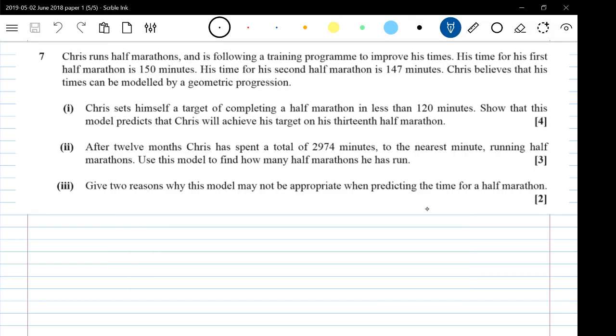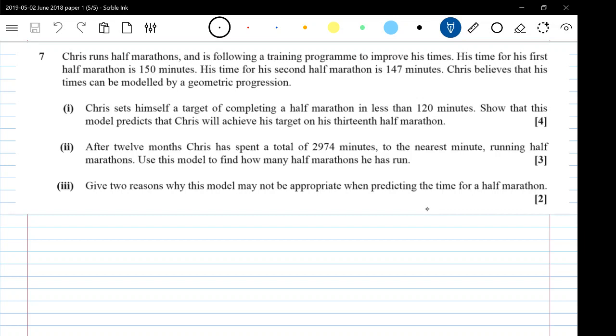Recording. Question 7. Chris is running marathons. Good, well done, Chris. And he's following a training program to improve his times. First half marathon is 150 minutes. His time for the second is 147. He believes that his times can be modelled by a geometric progression.